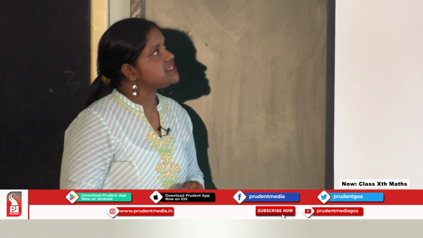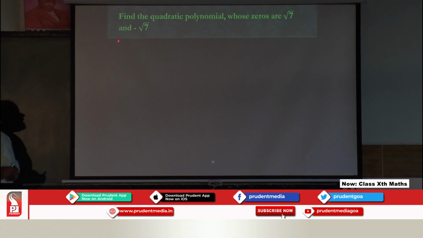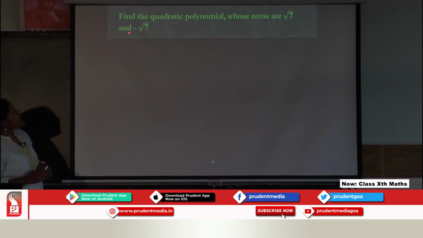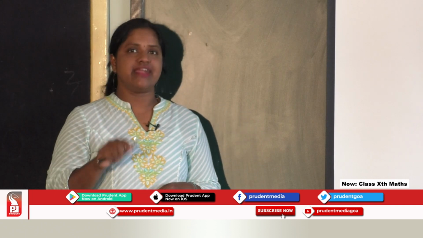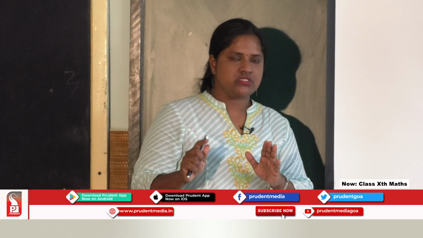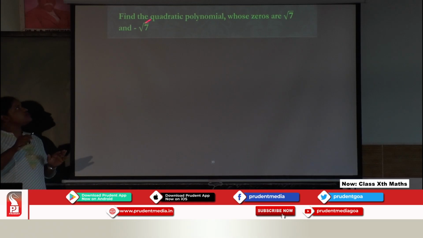Now let us focus upon the next problem. In this problem again, find the quadratic polynomial whose zeros are root 7 and negative root 7. Here also zeros are given, neither the sum of zeros nor the product of zeros is given. So it is just given here zeros. So we have alpha as root 7 and beta as negative root 7.